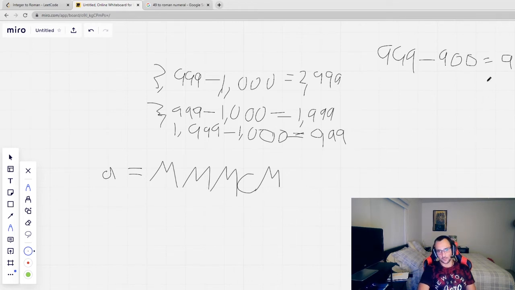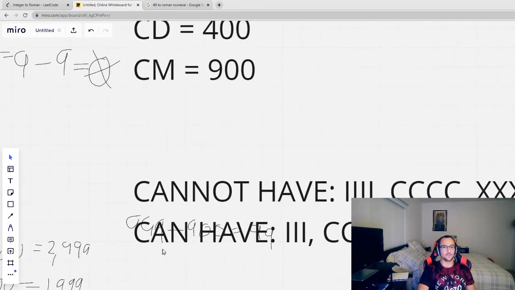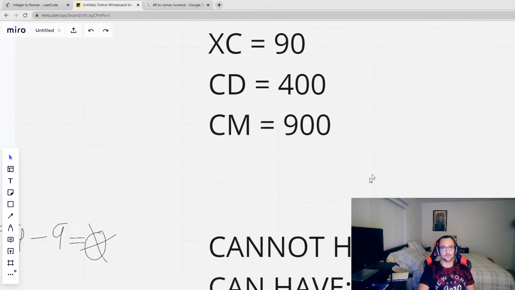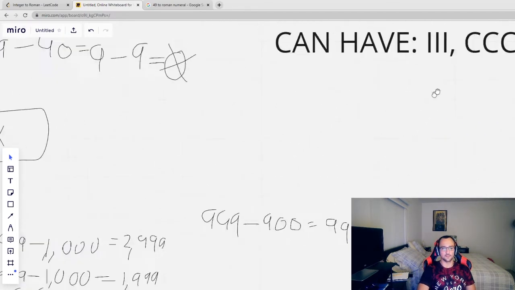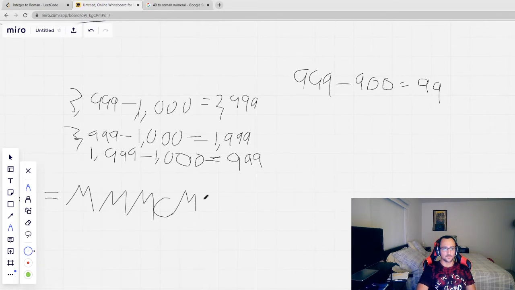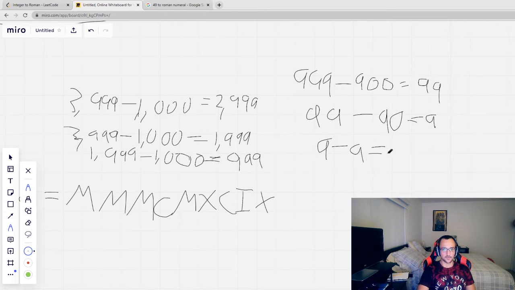And so what's the largest Roman numeral that we can take away from 99? Well, that is XC. So we write XC over here. We subtract 99 minus XC, which is 90, and we end up getting 9. And as we said before, 9 is equal to IX. So we write IX, and then 9 minus IX, which is 9, is equal to 0, and here our algorithm stops.